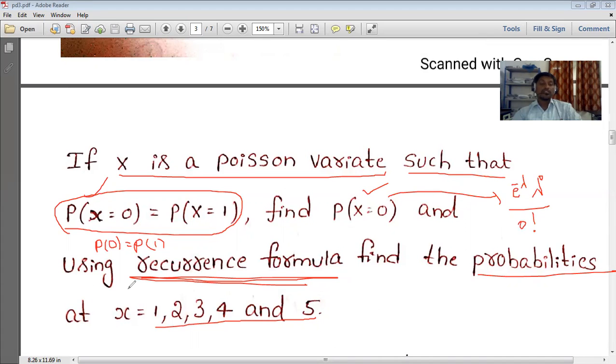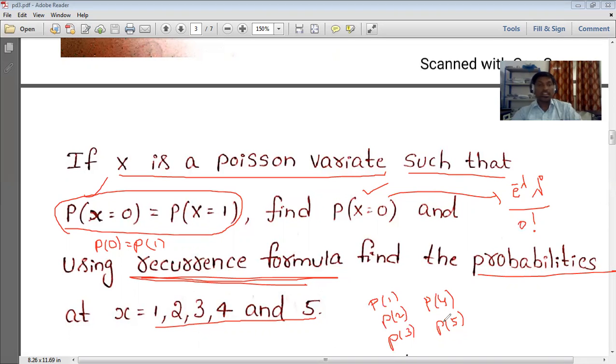And next we have to use the recurrence formula. By using recurrence formula, we have to find the probabilities. So that is nothing but we have to calculate P of 1, P of 2, P of 3, P of 4 and P of 5. So these are the probabilities we need to calculate at x is equal 1, 2, 3, 4, 5.